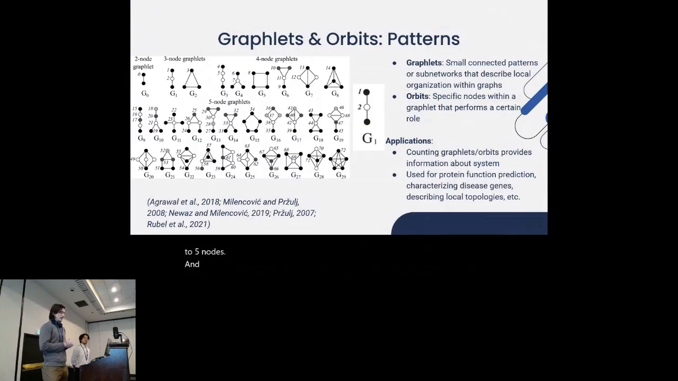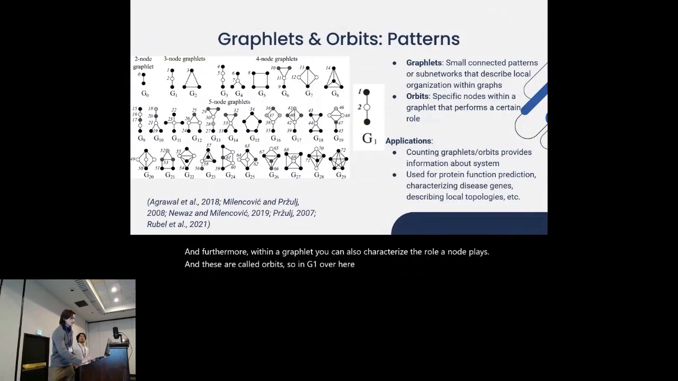And furthermore, within a graphlet, you can also characterize the role a node plays, and these are called orbits. So in G1 over here, we have 2 distinct orbits because the edge nodes are occupying the same role relative to the rest of the graphlet. Orbits and graphlets have a variety of different applications. Specifically, counting graphlets and orbits can provide a lot of information about a system. They've been used for protein function prediction, characterizing the differences between disease and healthy states, among various other things.